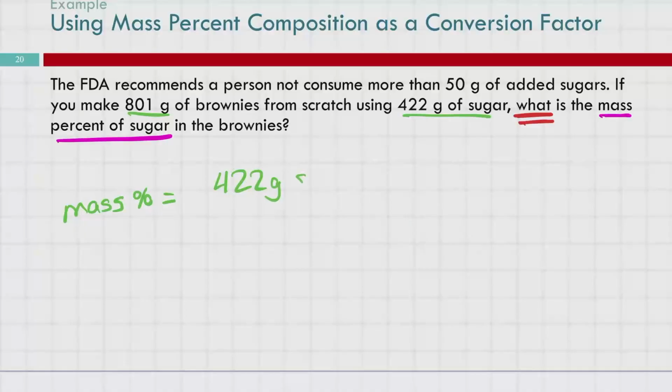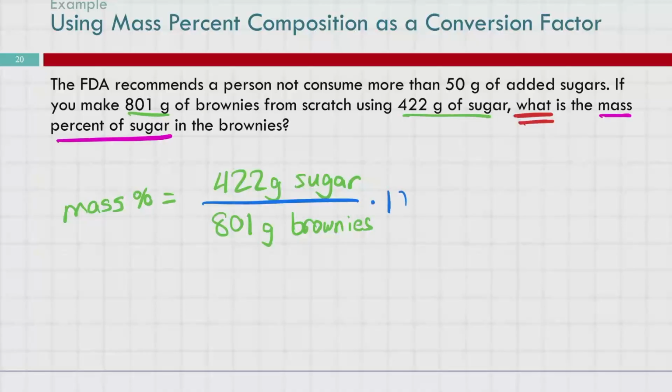So 422 grams sugar in our brownies. We have 801 grams of brownies, yummy, delicious brownies, times 100%. And we expect a number that's smaller than 100. If we're just comparing the numbers, 422 is about half. It's a little bigger than half of 800, so we'd expect it to be about 50%, maybe a little bigger. And the value that we get, 52.7%.